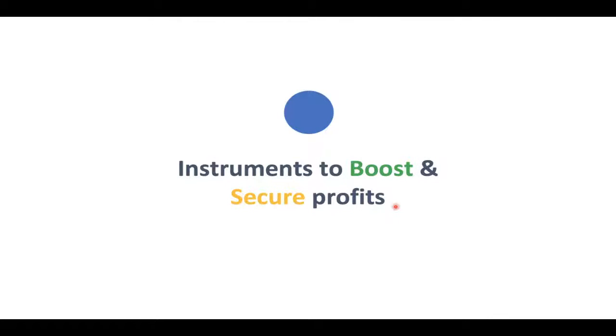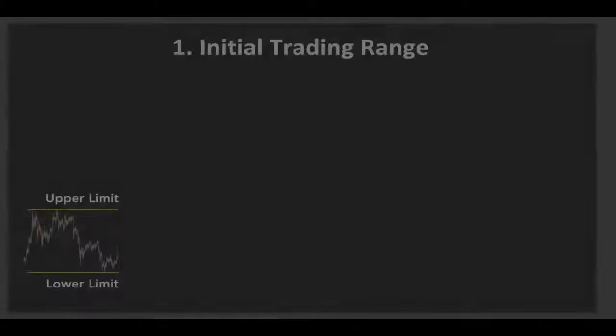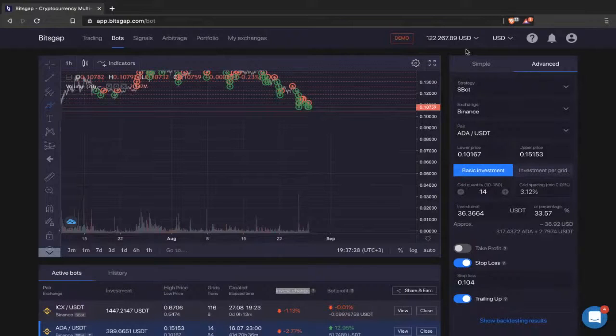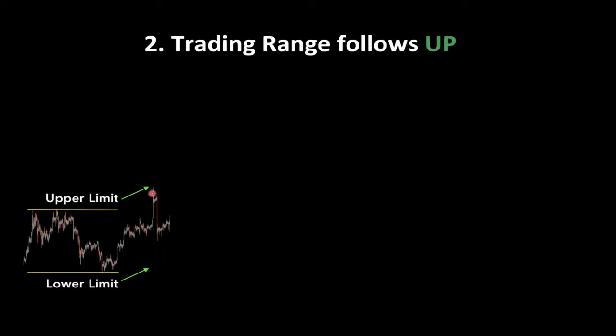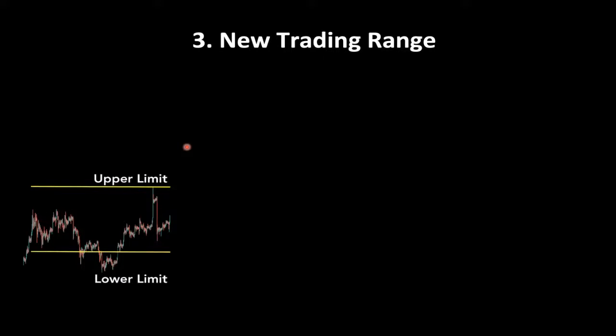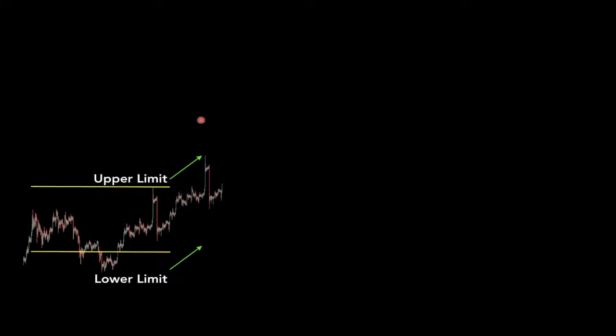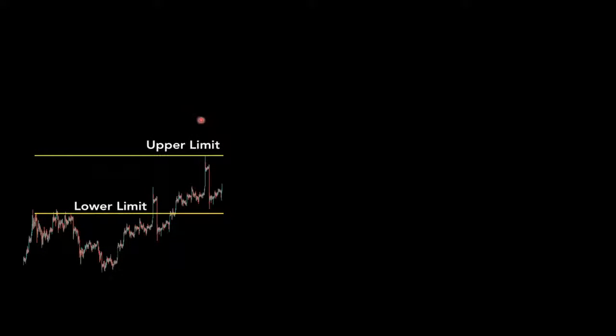And finally, the instruments that we've developed at Bitsgap to boost and secure your profits. The first one is the trailing up feature that you've already noticed as I was explaining how to launch bots, and that's over here, the trailing up feature. The idea of this instrument is to have your trading range follow the upside momentum. Your trading range is defined by the upper and lower limit prices, and as soon as the price establishes a new higher high over here, your trading range will follow the market because you have this trailing up feature on. And again, let's assume that the price establishes a new higher high. What's going to happen here is that the trading range will adjust accordingly.